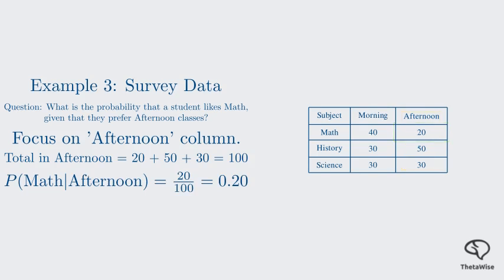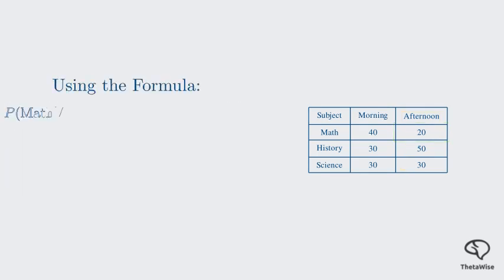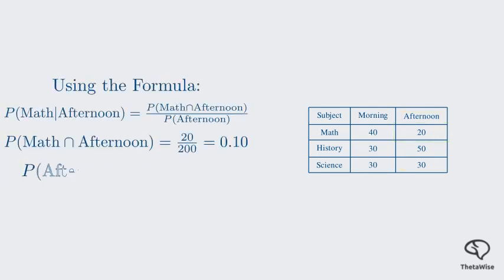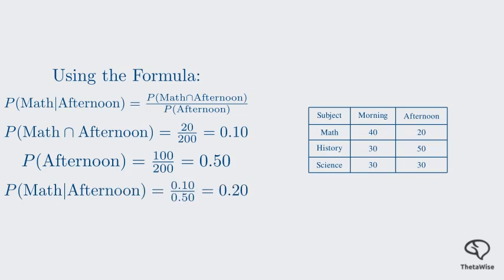We can also use the formula. P of math and afternoon is 20 out of 200 total students, which is 0.17. P of afternoon is 100 out of 200 total, which is 0.50. Dividing them, 0.17 divided by 0.50, we get 0.2. The results are the same. This confirms that focusing on the conditional sample space is the right way to think about conditional probability.